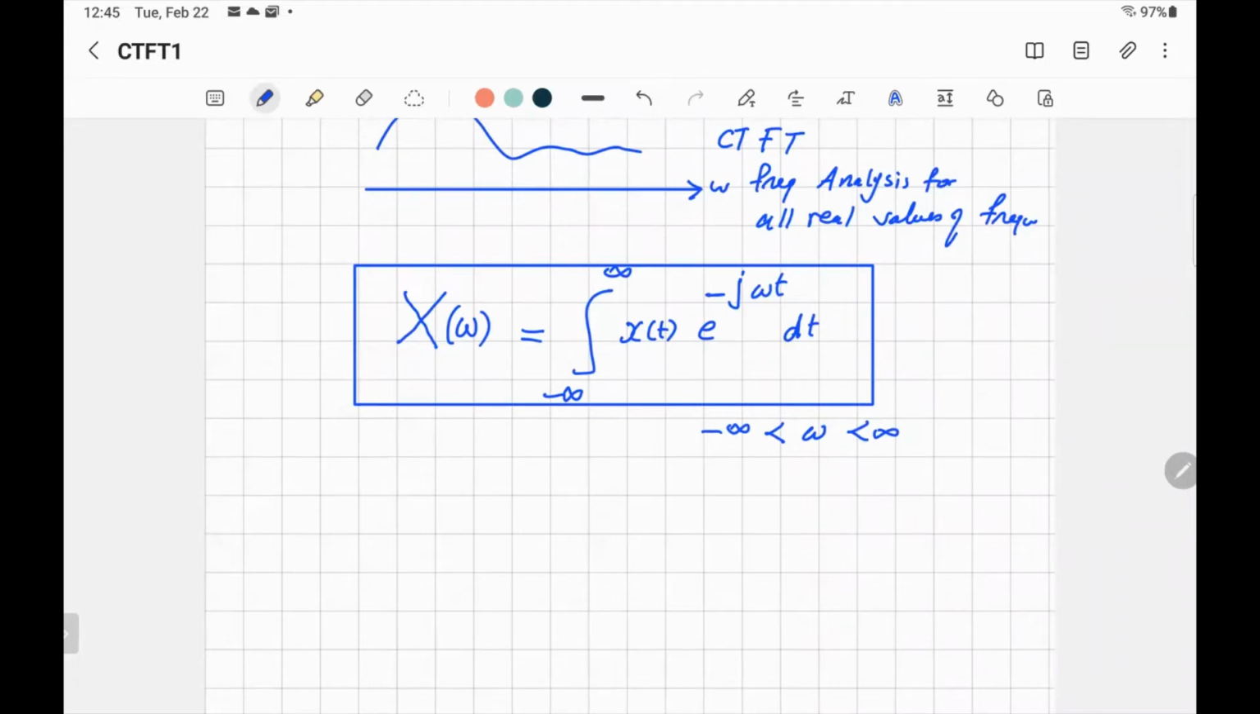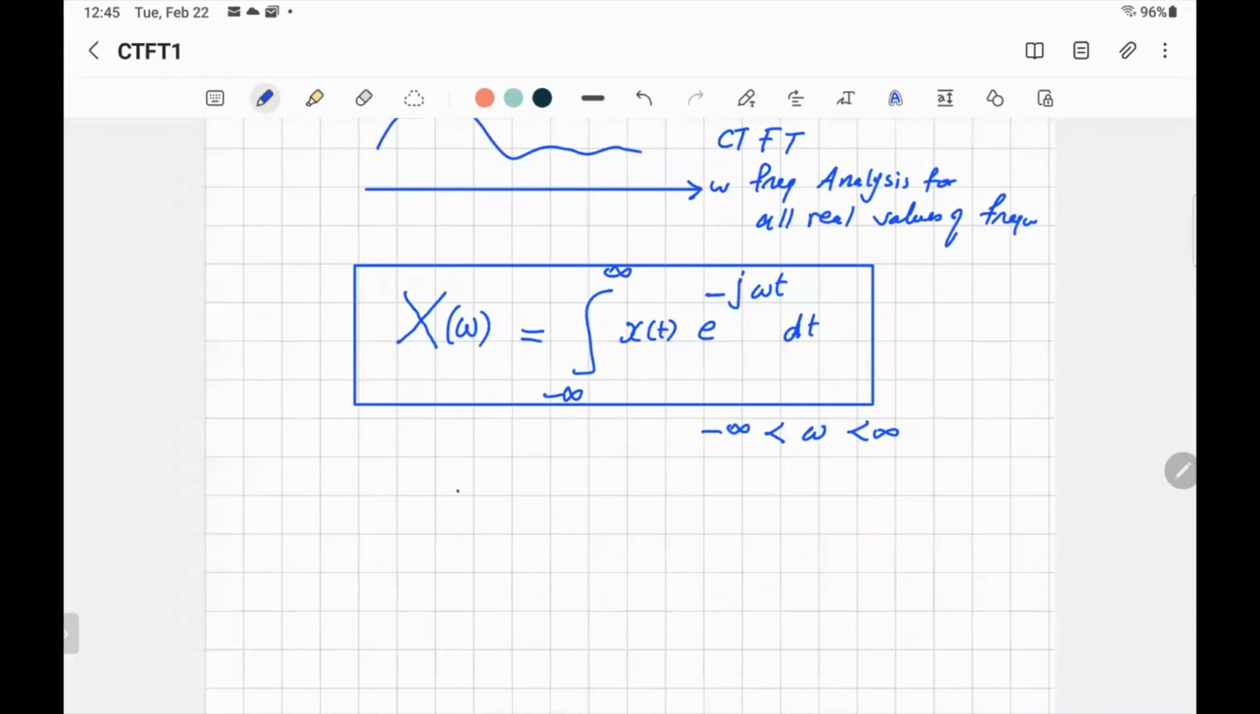It cannot apply to any signal. It should be applied to the signal where the integration converges. Because if you cannot find the integration from negative infinity to infinity for the function multiplied by the exponential function, you cannot find the Fourier transform. So this integration has to exist, which happens when the signal is limited, finite.